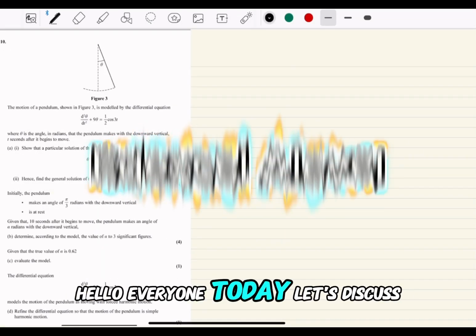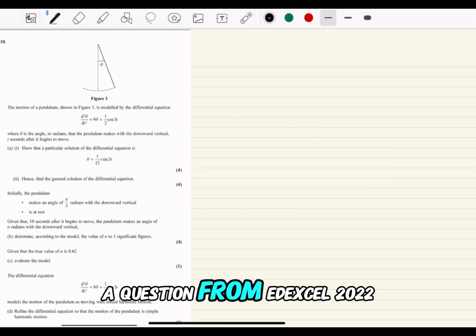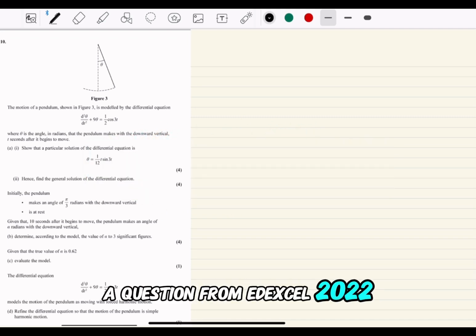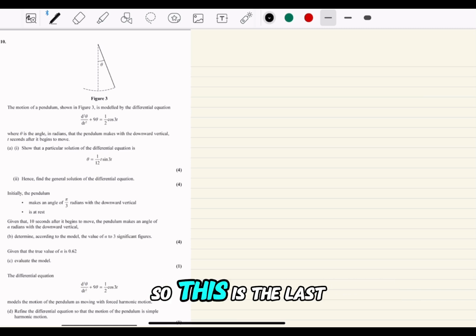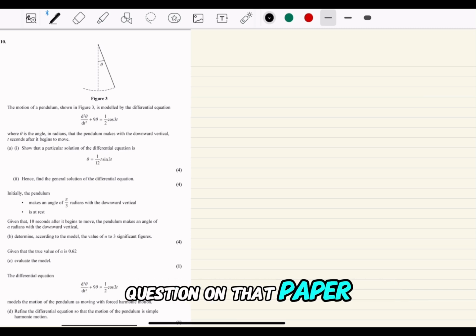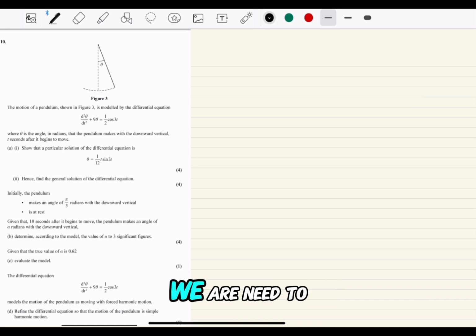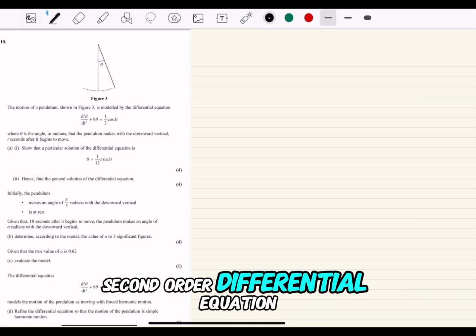Hello everyone, today let's discuss a question from the Edexcel 2022 Further Maths A-Level Pure paper. This is the last question on that paper. As you can see, we need to solve a second order differential equation.